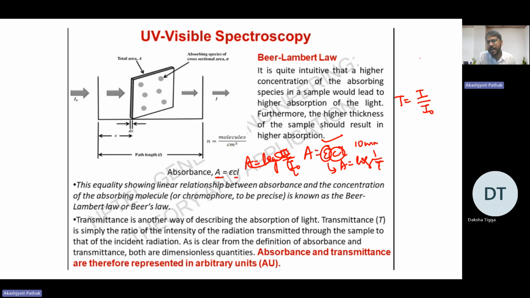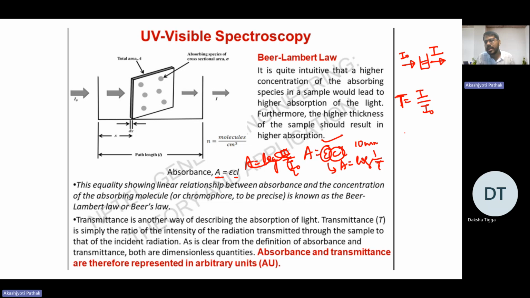So basically you have a sample, you excite it with a particular intensity. So that is I naught. Once you irradiate with a particular intensity of light, some of this light will be absorbed by the sample, and some of it will be transmitted. So I is the intensity of the transmitted light, and I naught is the intensity of light which is incident on the sample. So transmittance is the ratio of I and I naught.